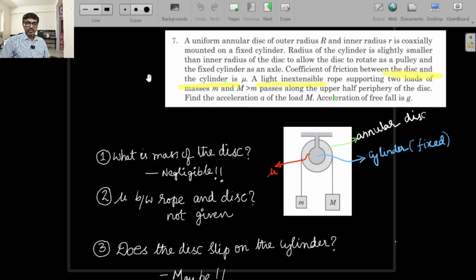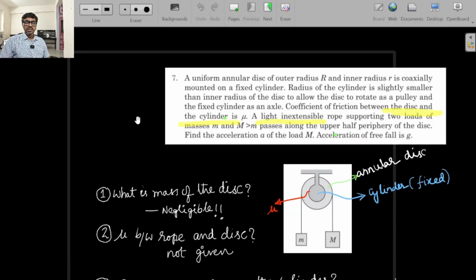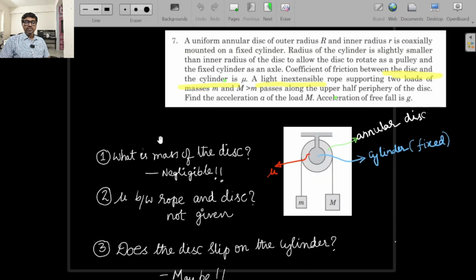Now in this question I have certain doubts, and there are certain things which are not specifically mentioned. Number one, what is the mass of that annular disc they had mentioned? They didn't give that. So if they don't give it, we assume that it is of negligible mass. That is a safe assumption because they didn't give the mass of it, and that negligible mass will give a very useful result for us.